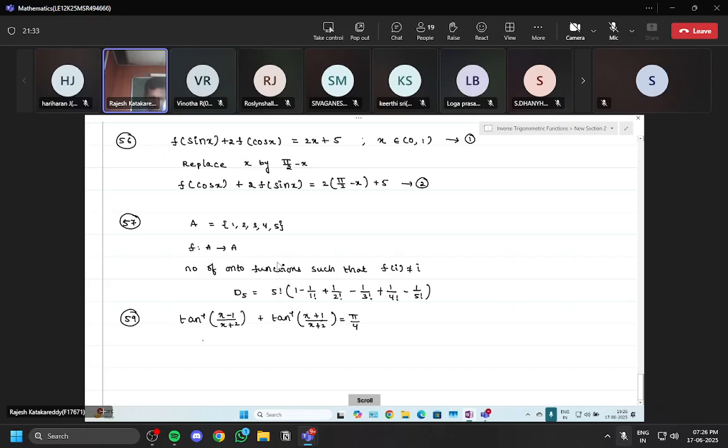Maybe if you want me to write, I'll write it this way. (x minus 1) by (x plus 2) plus (x plus 1) by (x plus 2), divided by 1 minus (x minus 1) by (x plus 2) times (x plus 1) by (x plus 2). Solve this, your turn.